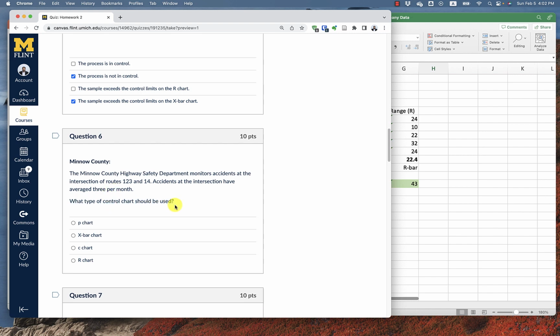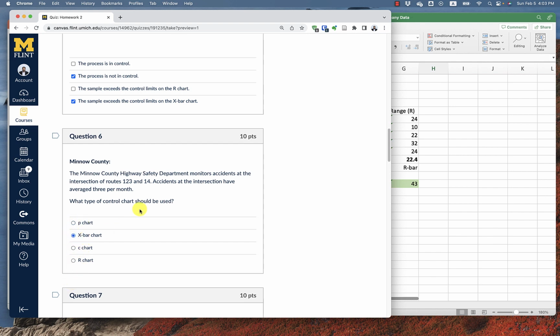So we have to ask ourselves, is this 0-1 data? It is not, because it's not saying whether there's an accident or not an accident. It's not saying the probability of an accident is this. It's saying how many accidents have happened per month. So it's not 0-1 data, so we can exclude the P chart. This is a traditional MCQ. You only select one option, right? So only one of these is correct. So it's not the P chart.